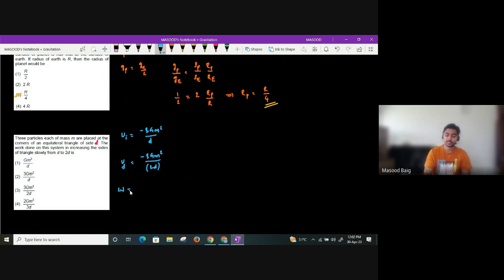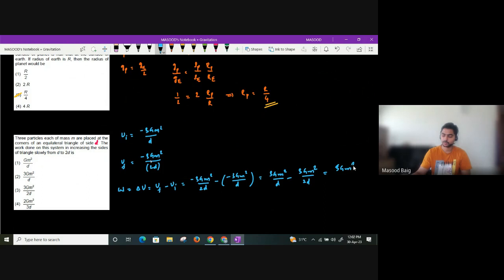We are doing work against gravity here, beta. Which will be the change in potential energy, final minus initial. So the final value is minus 3Gm square divided by 2d minus of minus 3Gm square divided by d, which I'll get as 3Gm square divided by d minus 3Gm square divided by 2d, which I'll get as 3Gm square divided by 2d. This is the work done in increasing the side from d to 2d, guys. Clear, all of you?